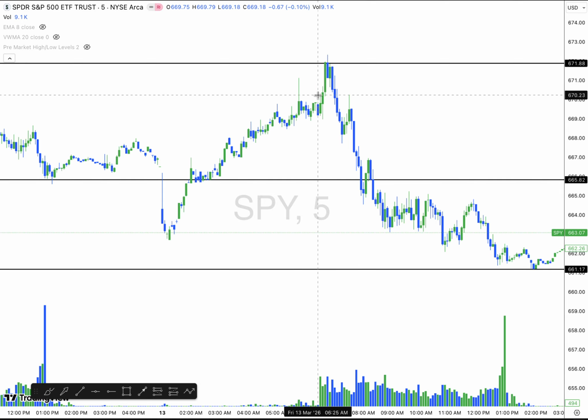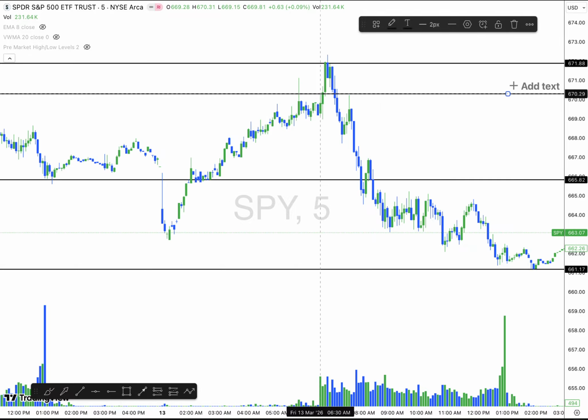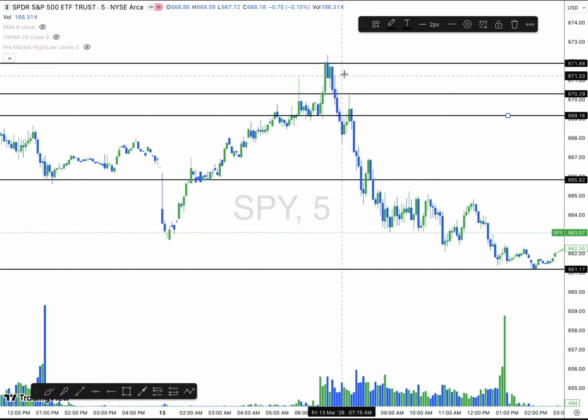So I'll go to the first 5 minute, which is an open range breakout. So this is my 5 minute candle. I'm going to mark the high and I'm going to mark the low. So that's the high and the low of my 5 minute candle.